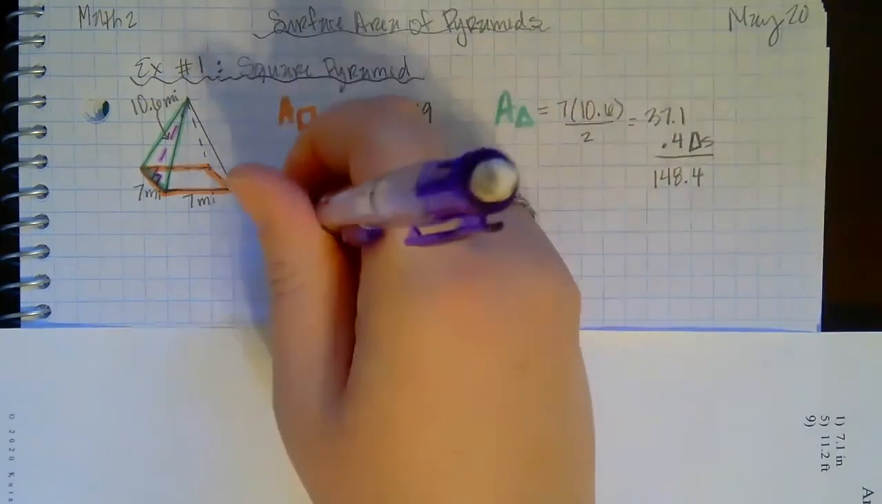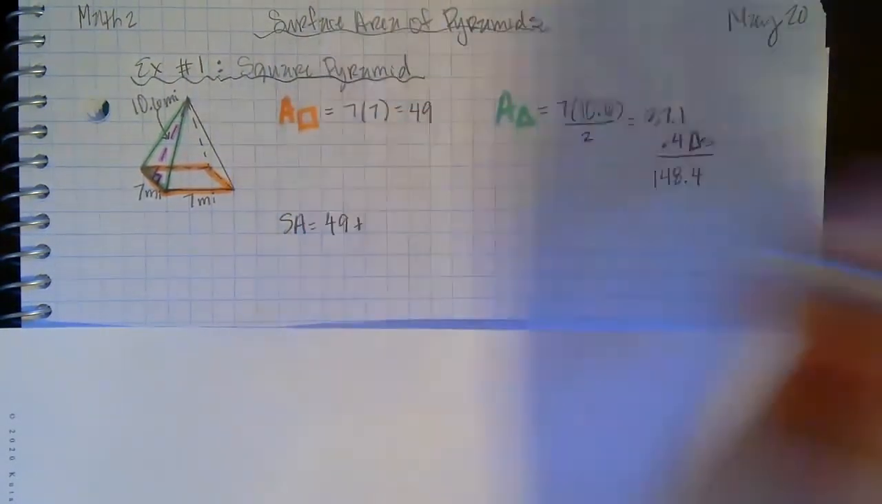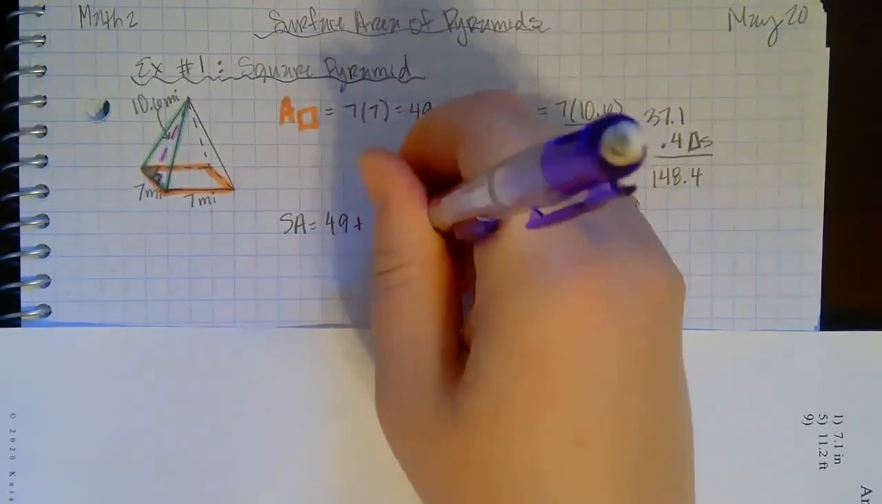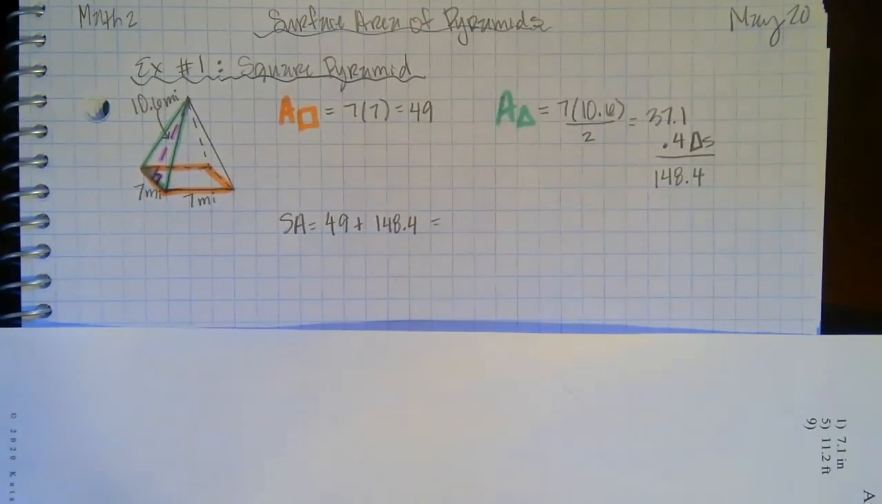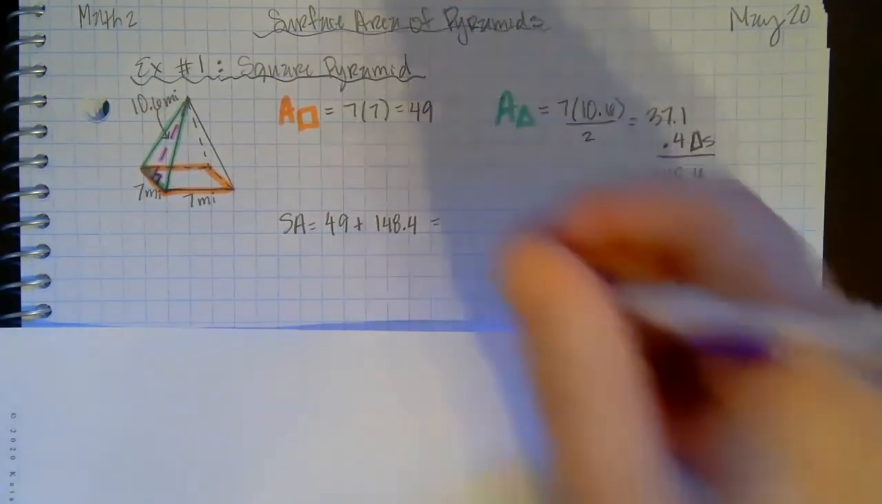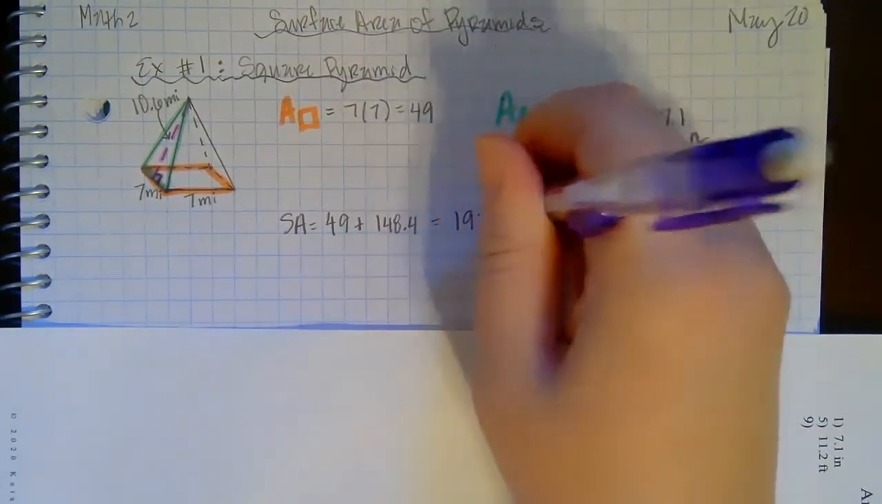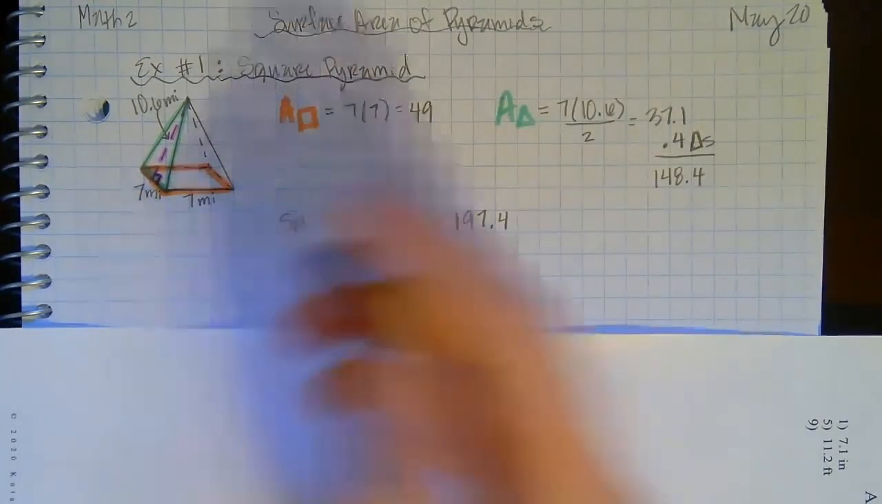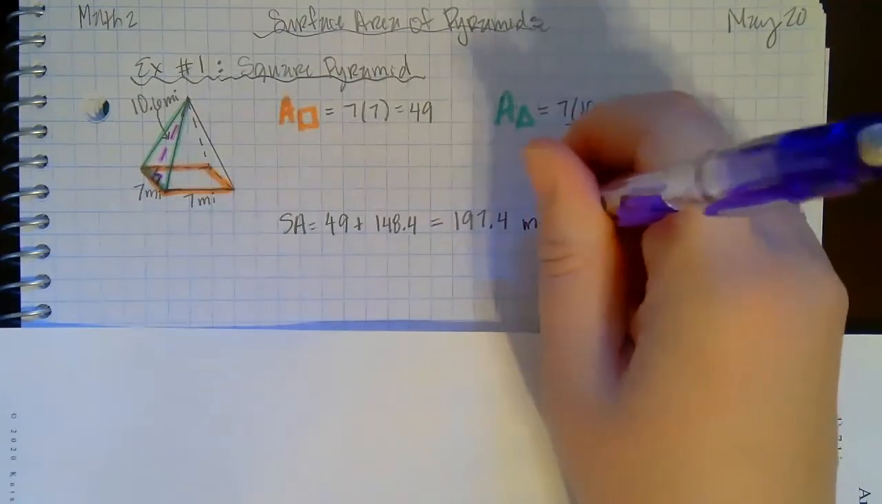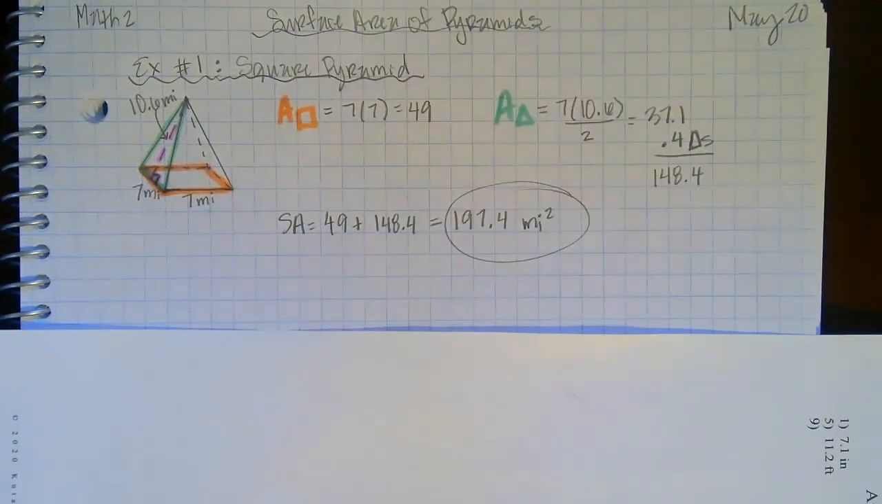So then for surface area, I just add them together. So I have 49 from the square, and I have 148.4 from the 4 triangles. So I add those together, and I get 197.4 as my surface area. It is miles, and since it's area, that would be miles squared. Just breaking it apart into the pieces that we know, just like we did yesterday and the day before.